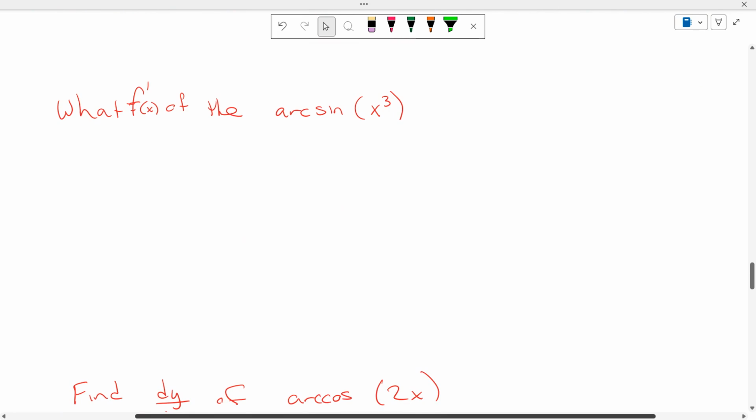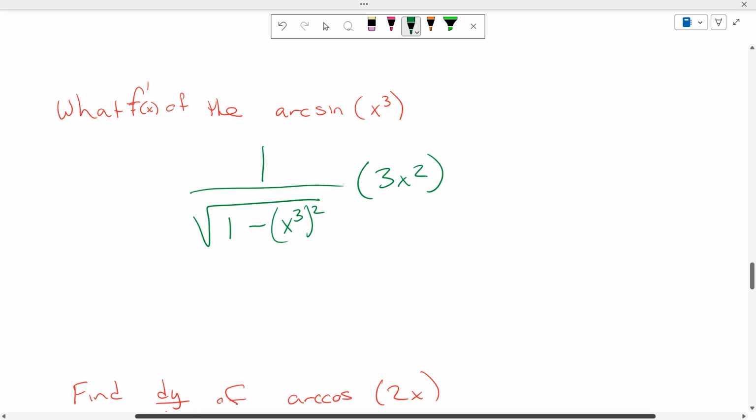What's the derivative of arcsine of x cubed? Well, it's 1 over the square root of 1 minus x cubed squared, right? Well, then you have to take it times the first derivative of x cubed, which is 3x squared. Did I do that right? I don't remember, because I don't have my sheets in front of me. I'm pretty sure I'm right.